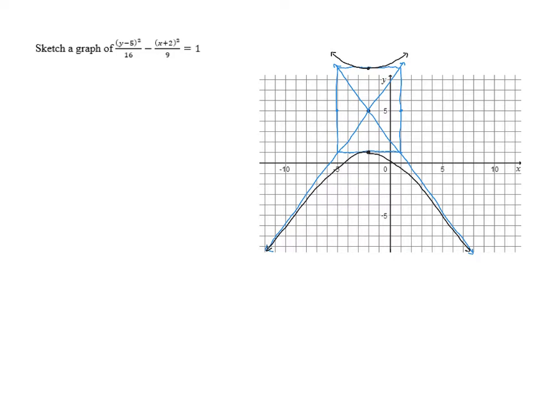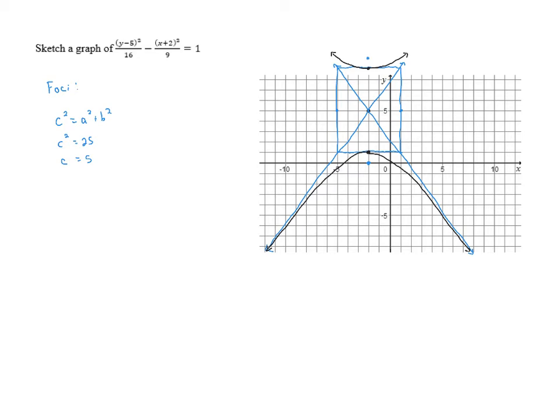Now, if we were asked to find the foci, for instance, remember that those come from the relationship c squared equals a squared plus b squared. In this case, that would be 16 plus 9, which is 25. So c equals 5. So that means that our foci are located 5 units above and 5 units below our center point. So one of them is going to be at (-2, 0), and the other one is going to be at (-2, 10).